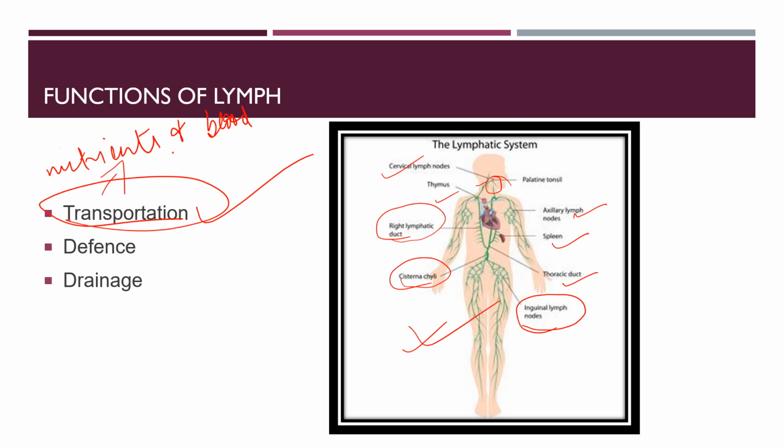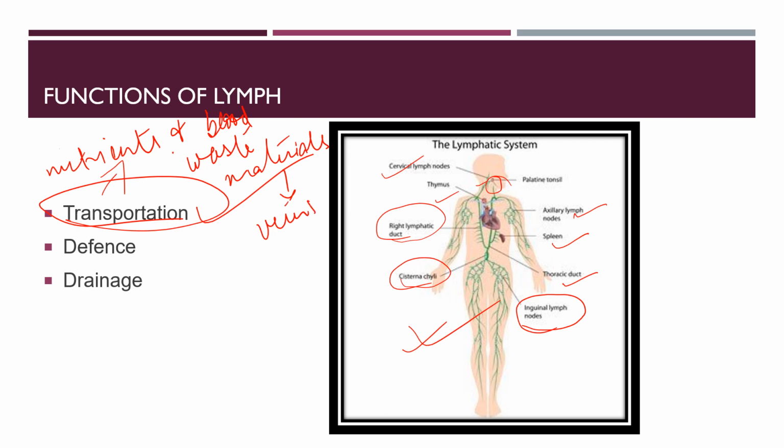Now it also helps in removing the waste material. So what is it doing? It is removing the waste materials from the different parts of the body tissues, and they are being poured into the veins. So it is removing the body waste materials from different parts of the body, and they are being deposited in the veins.